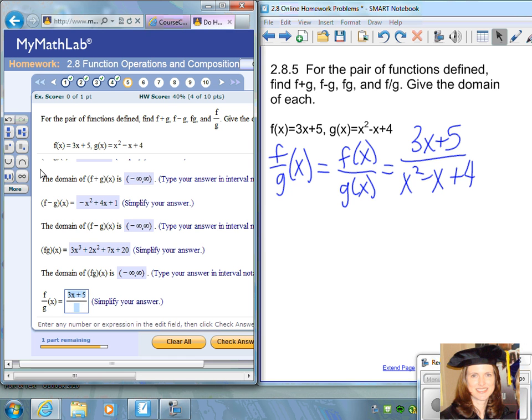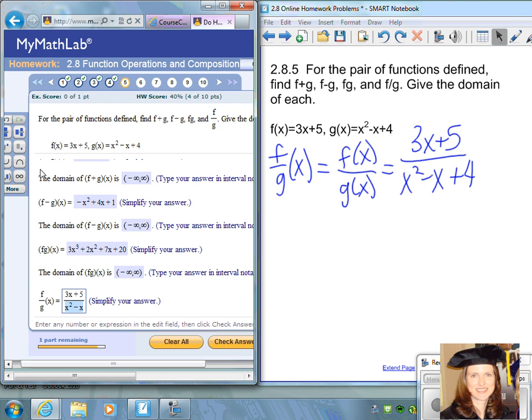The numerator is 3x plus 5. The denominator is x squared minus x plus 4. And we can check our answer.